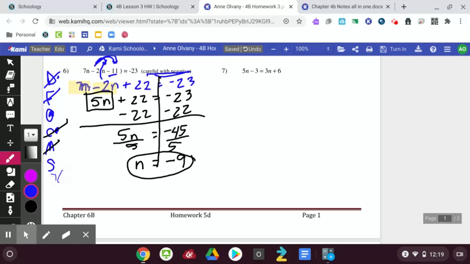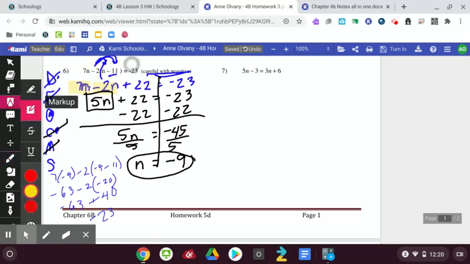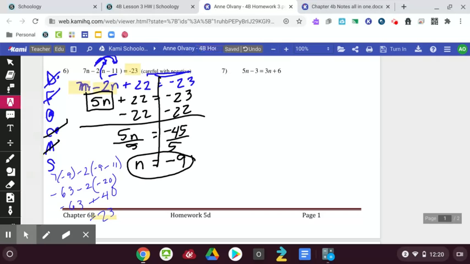So 7 times negative 9 minus 2 times negative 9 minus 11. So this is negative 63 minus 2 times, in those parentheses, negative 20. Negative 63, negative 2 times negative 20 is positive 40. And different signs subtract, I get negative 23, which is what I was hoping for up there. Okay, super. That was number 6.